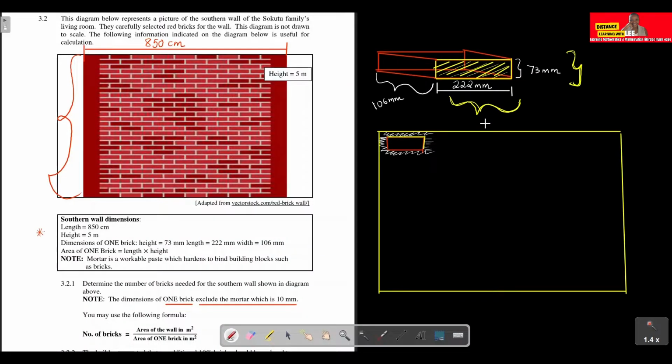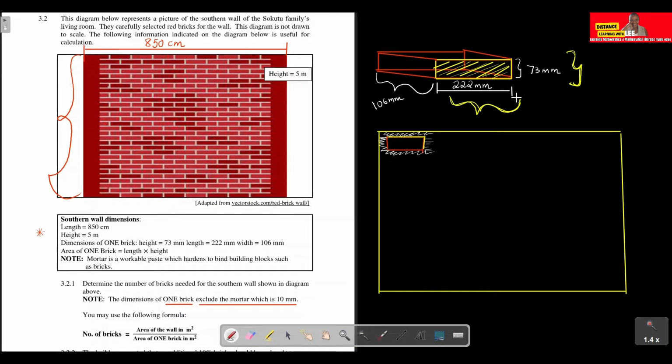But here, guys, you need to remember that we've got that paste that has been added to our brick, and that paste, or the mortar that we were told about, affects the length of our brick. It affects the width of our brick. It affects the height of our brick. By how much? By 10 millimeters. So we're going to add 10 millimeters to that 222, and add 10 millimeters to that 73 millimeters. Those are the values we're going to work with to help us calculate the area covered by one brick.